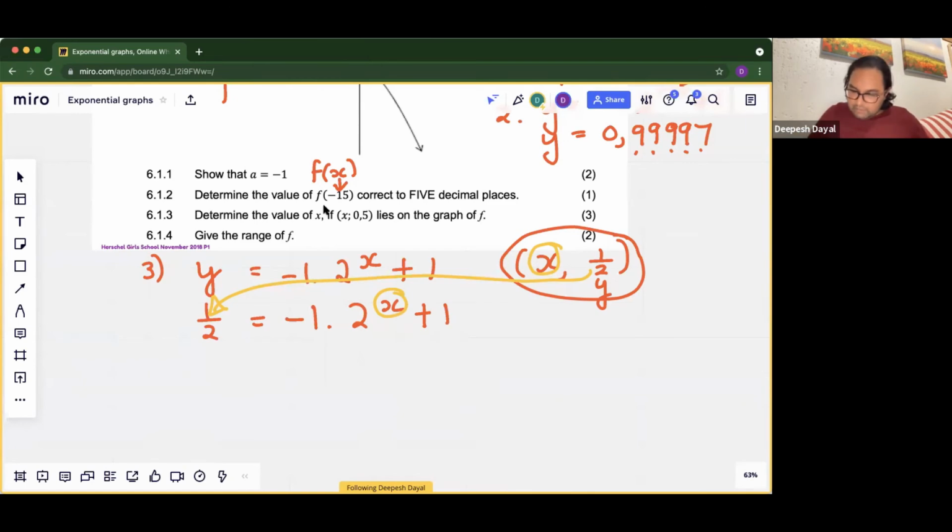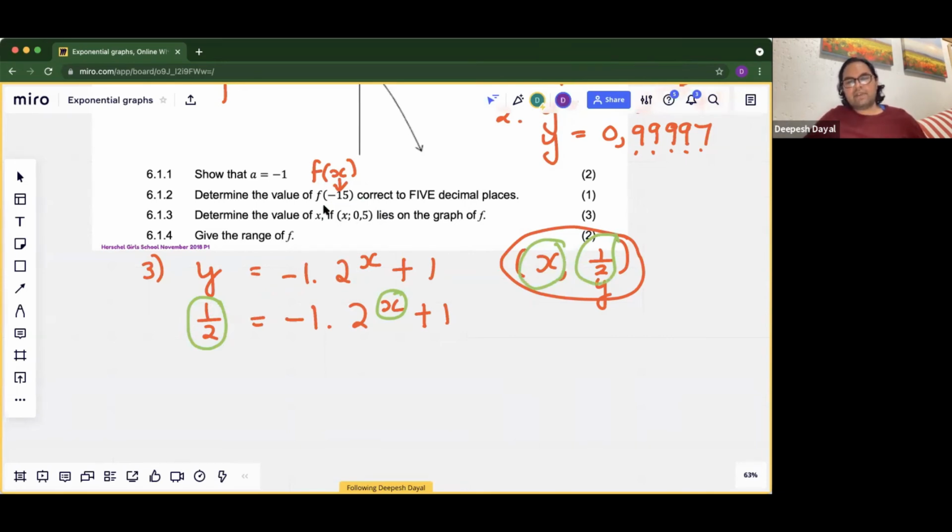Okay, so basically we've got here, let me just re-explain it. So we've got x and 0.5. This is the x and this is the y. So we're going to take the x and y and plug it into the original equation. In the place of x, we're just going to leave x. And in the place of y, we're going to plug in half, because it works with this coordinate pair, right? x with x, and then y is half. And then we're going to solve for x.